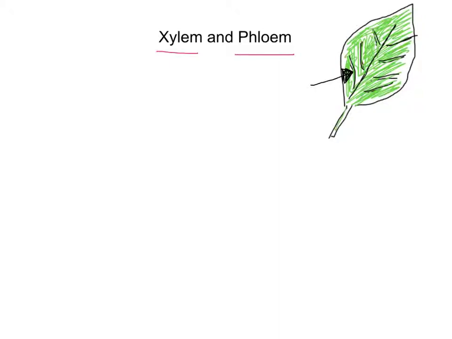So plants have two transport systems, two separate vessels, the xylem and the phloem. Now the xylem is what we'll talk about first. Xylem vessels are designed to carry water. They look a bit like this. So I'm just going to draw a very mini sketch of the xylem.